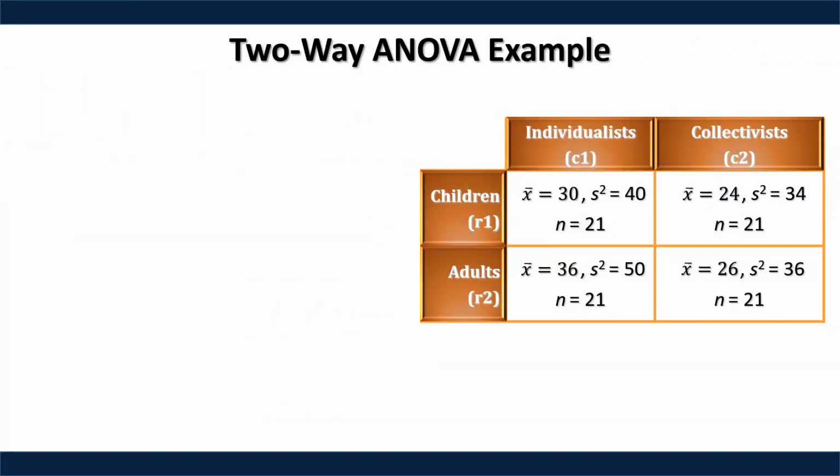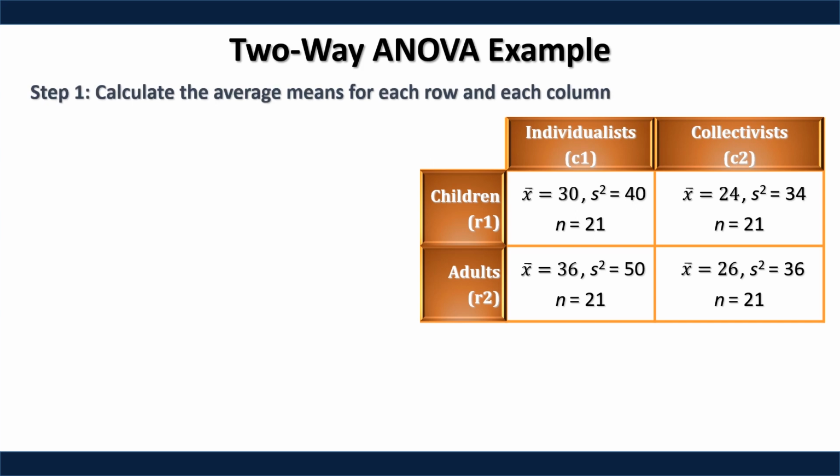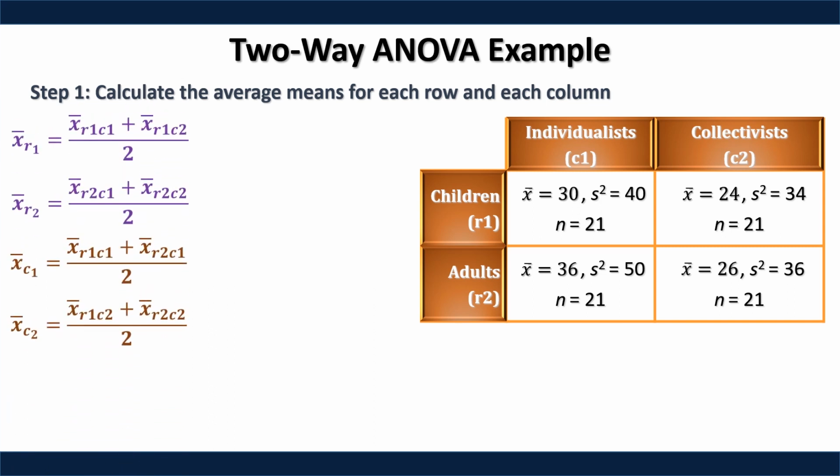So here are the steps for calculating the factorial ANOVA. We begin in our first step by calculating the averages of the means for the rows and the columns. Here are the equations for calculating these averages. For example, to find the average of row 1, we take the mean of row 1 column 1 and add it to the mean of row 1 column 2 and divide that by 2 to get 27. We do the same for row 2.